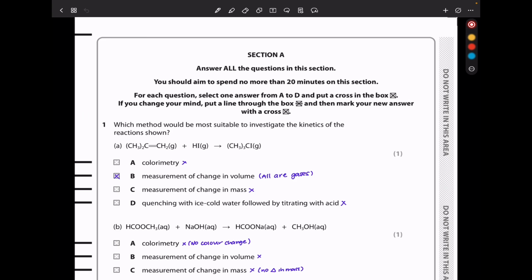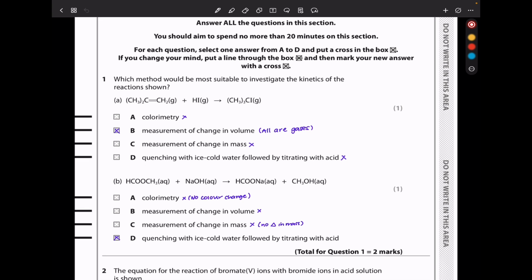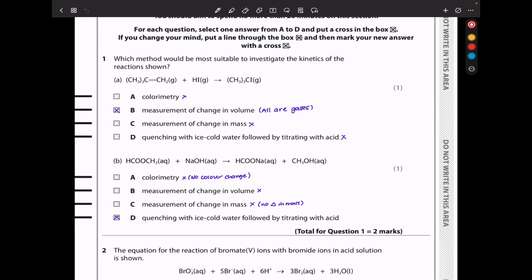In question 1, which method would be most suitable to investigate the kinetics of the reactions shown? So this is an alkene reacting with hydrogen iodide to give us that. They are all gases and they have no color, so colorimetry cannot be used. There is no change in mass. We cannot use that. We also cannot use quenching because this is used in titration with acid as well as alkali, so the answer should be B. We collect the volume of gas and then see if the gas volume is changing or not.